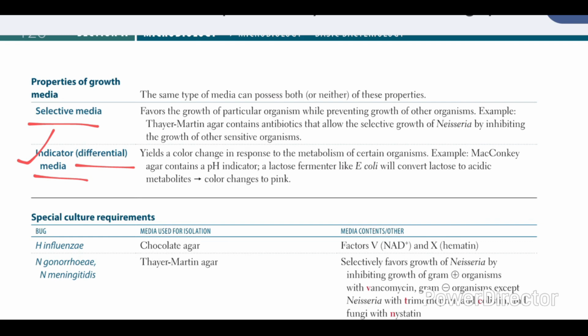For example, we have the Thayer Martin agar that favors the growth of Neisseria specifically, whereas it inhibits the growth of all the other gram positive and gram negative bacteria.